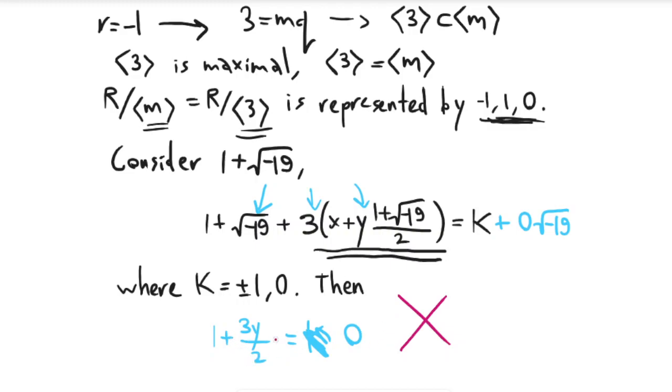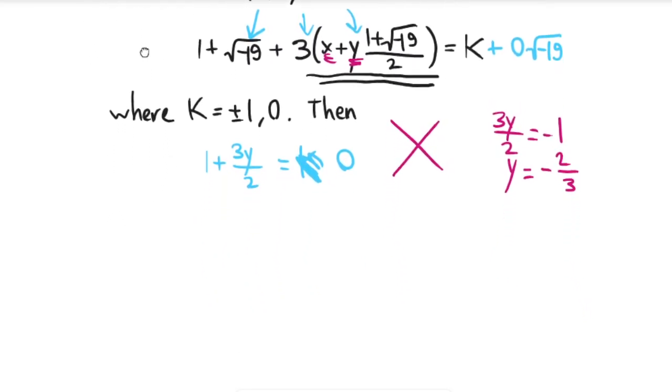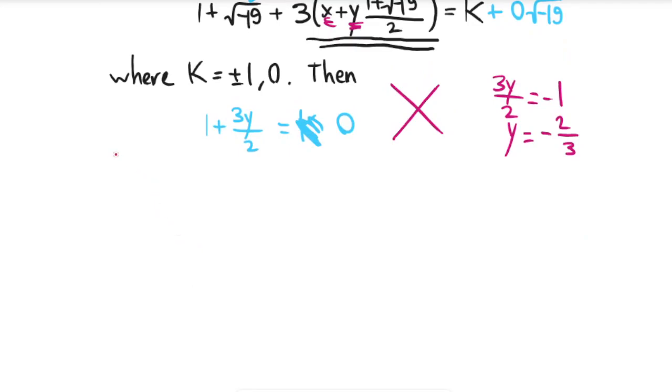because this tells me that 3y over 2 is equal to negative 1, and then that tells me that y is negative 2/3. And this is impossible because these numbers x and y are integer coefficients, because this is how the ring Z[(1 plus root negative 19) over 2] works. It's just integer linear combinations of these numbers. And so this is impossible. And so that takes care of the first two cases. If you remember, the three cases for r was that r is 1, -1, or 0.